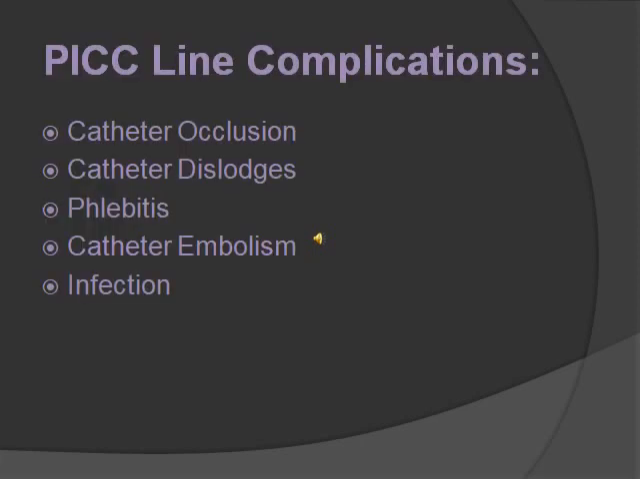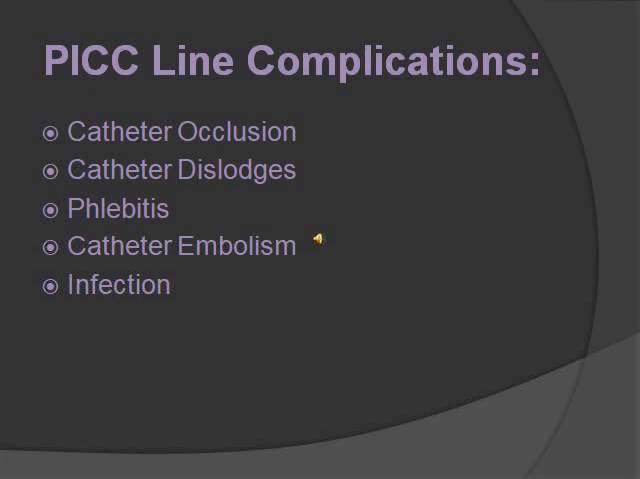Here are some complications with the PICC line, which is a peripherally inserted central venous catheter. The first one is catheter occlusion. So you're going to want to reposition the arm, prevent any kinks, confirm that there's blood return, flush the catheter in between medications, and give thrombolytics.